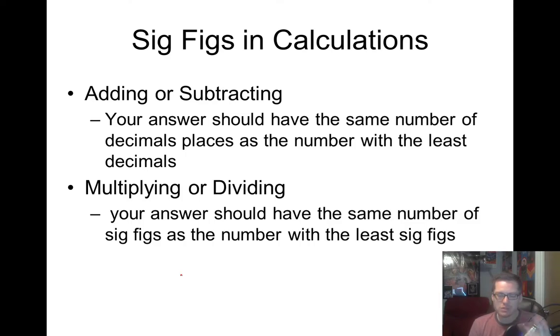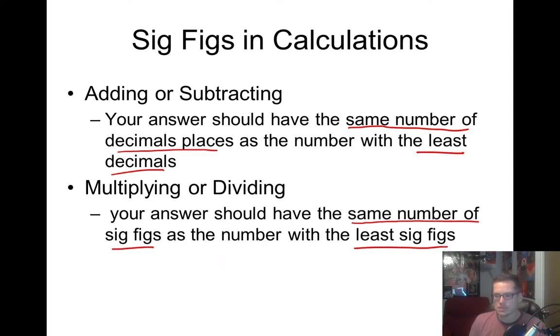Adding and subtracting have one set of rules. Multiplying and dividing have another set of rules. We'll do a couple of practice problems. So, adding and subtracting values. If you're adding and subtracting, your answer should have the same number of decimal places as the number with the least decimals. So in adding and subtracting, you're paying attention to your decimal places. In multiplying and dividing, you keep track of the number of sig figs. Your answer should have the same number of sig figs as the number with the least sig figs. So in adding and subtracting, you're paying attention to the number of decimals. In multiplying and dividing, we're talking about the number of sig figs.